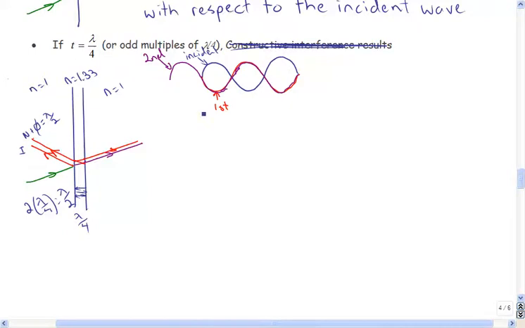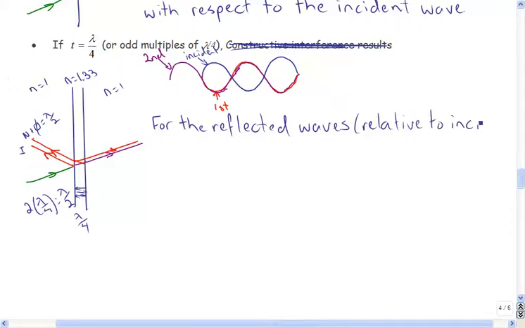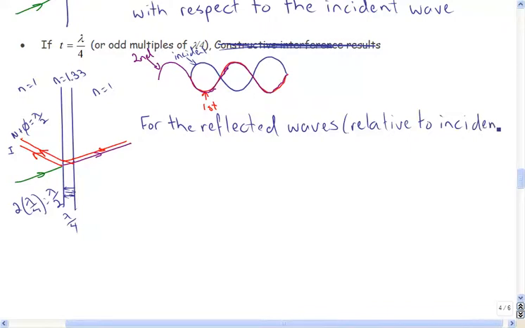So this is for the reflected waves, relative to the incident wave. So the incident wave comes into the boundary. I'm considering these reflected waves. We're going to consider the transmitted waves in a second, and you'll see the interesting difference. So the reflected waves relative to the incident will have this.